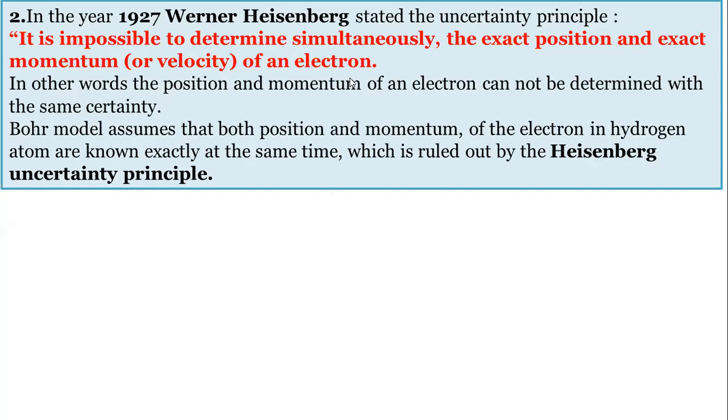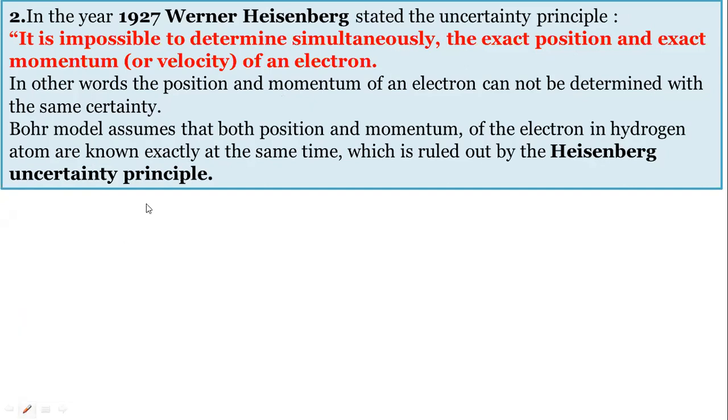In other words, the position and momentum of the electron cannot be determined with the same certainty. It means at the same time we cannot find these two properties, position and momentum. But see, what did Bohr say in Bohr's model? Bohr's model assumes that both position and momentum of the electron in the hydrogen atom are known exactly. So this is the main failure of Bohr's theory.